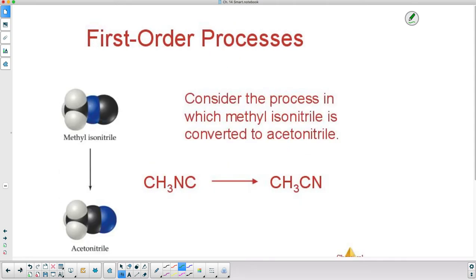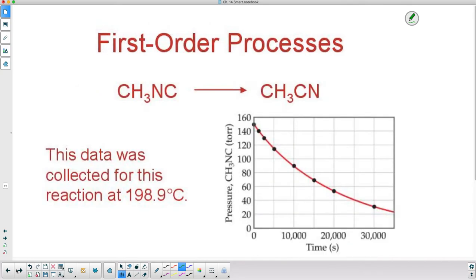Okay, so take a look at our first order process of methyl isonitrile, that's this compound right here, going to acetonitrile, which is this compound right here. It doesn't look like much of a difference, but there is a difference between the two. So this is a first order process.